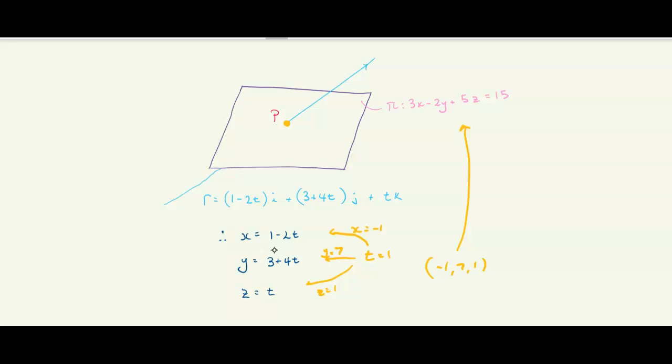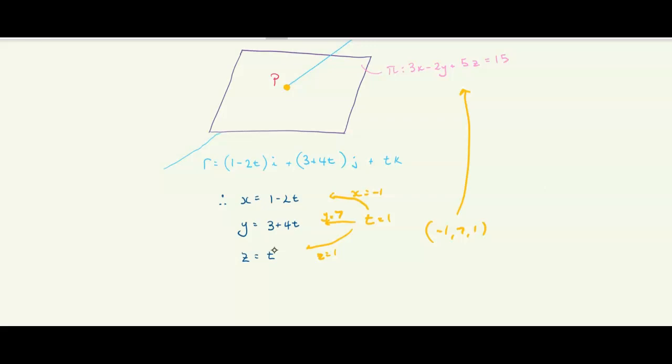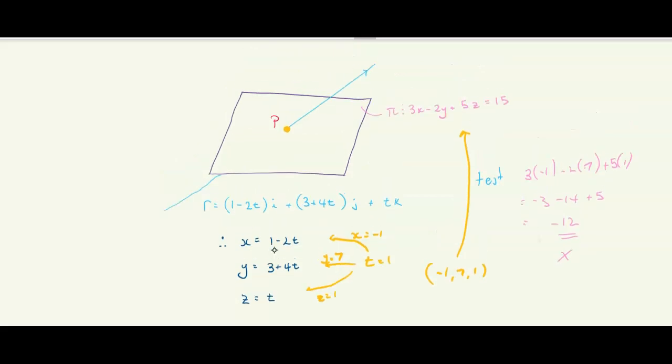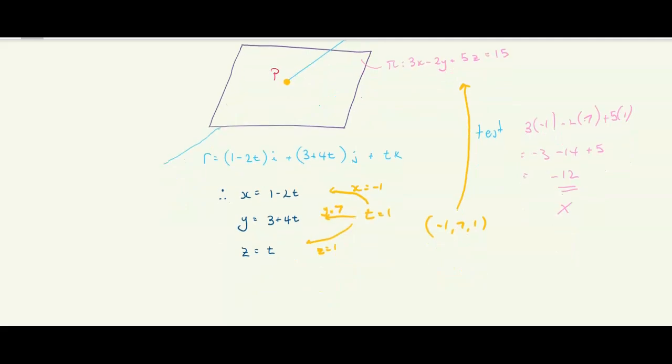That's defined in this way. So if I put -1, 7, 1 back up here, then we could test it into this equation, and we would get 3 times -1 minus 2 times 7 plus 5 times 1, and that's equal to -3 minus 14 plus 5, so minus 17 plus 5 is minus 12. So no, it does not sit on this plane. It sits on the blue line, but it doesn't sit on the plane. We want the point that also sits on the plane.